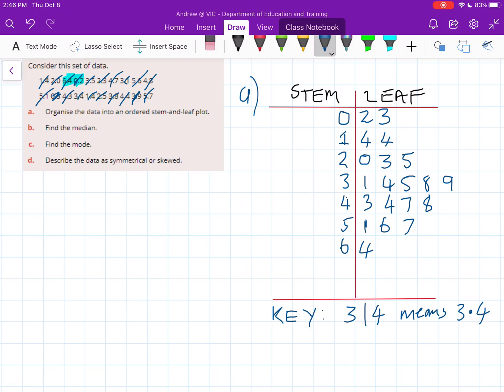Now with this, we need to try and find our median. All we need to do is find our middle number. For this, we just need to count how many we have. We've got 1, 2, 3, 4, 5, 6, 7, 8, 9, 10, 11, 12, 13, 14, 15, 16, 17, 18, 19, 20. So that means there's actually going to be an even number, which means there are going to be 2 middle numbers.